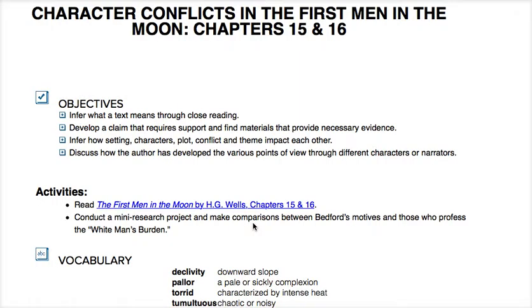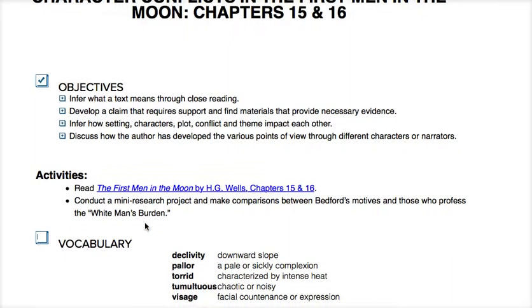Hi again, seventh graders. We're going to go over this lesson, and I'm going to explain what you need to do for your mini research and essay at the end. So I am going to let you go over the objectives and activities, and we are going to start with the vocabulary for chapters 15 and 16 of The First Men in the Moon. So we're going to be talking about character conflicts today.